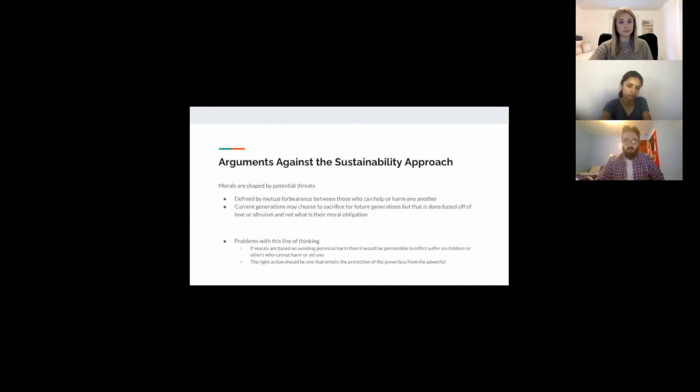So the second argument against it is that morals are shaped by potential threats. And so this goes from the idea that we have a mutual forbearance between members of society, and that is what derives morals. Current generations may choose to sacrifice for future generations, but this is based off love or altruism and not what is moral obligation. By definition, future generations cannot inflict harm or help current members of society, and so we do not have a moral duty to them.